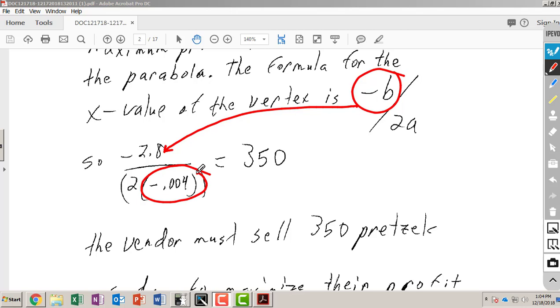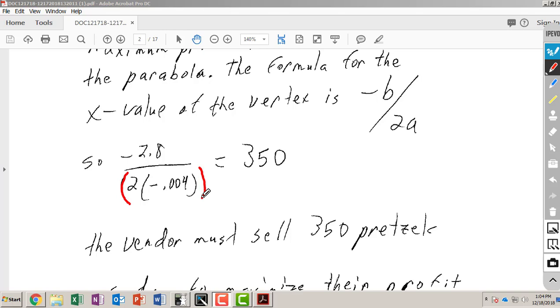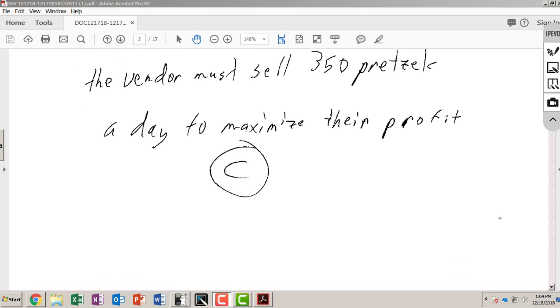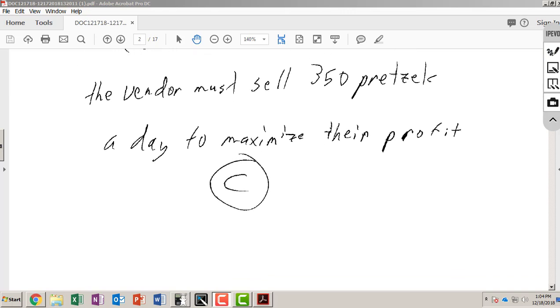When you put this into your calculator, be very careful, and make sure you put parentheses around that denominator, because if you don't, you'll get the answer incorrect. You take negative 2.8 divided by 2 times negative 0.004, with those parentheses in there, and your answer comes out to be 350. So the vendor must sell 350 pretzels a day to maximize their profit. That answer would be C.